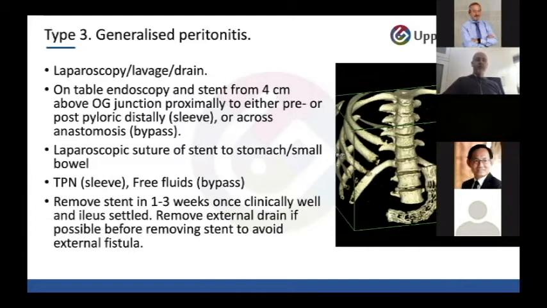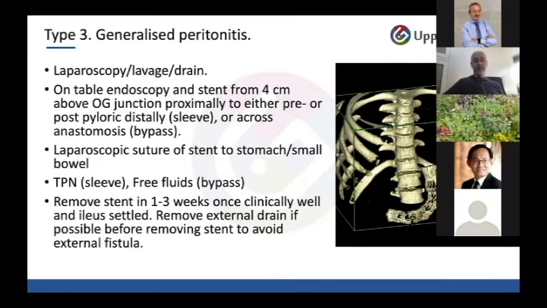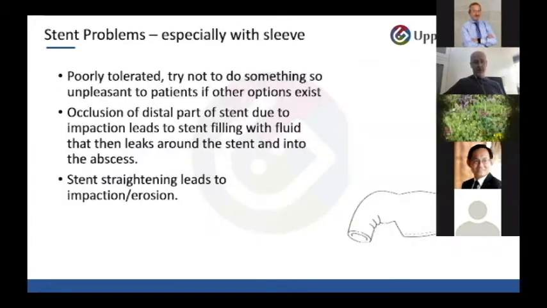If the patient has generalized peritonitis, then I'd usually perform a laparoscopy, lavage and drain. And I'd do, once again, an on-table endoscopy and a covering stent and suture the stent in place. These patients will need TPN and they can be quite unwell, but I'd still aim to remove the stent in 1 to 3 weeks once the patient's clinically well and the ileus is settled, and plan to remove the external drain if possible to avoid creating an external fistula.